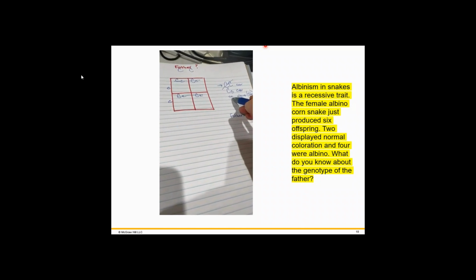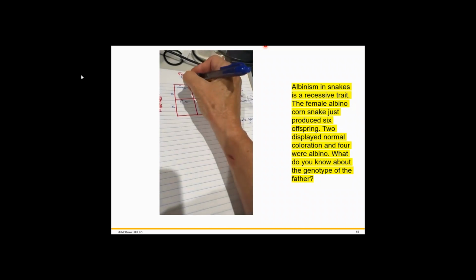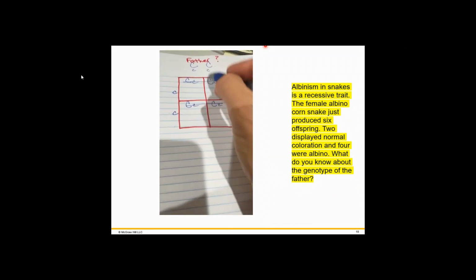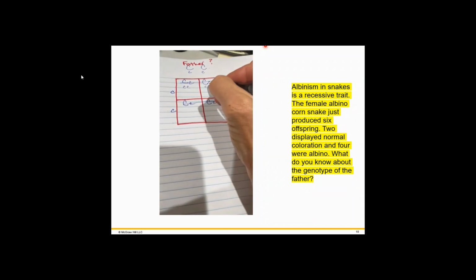Now, if we did say that he was completely albino and we put these little c's in here of no color, and we bring those across, what are we going to get? We're going to get 4 albino. And that's not going to work because some of the offspring did have color. So it can't be that he's an albino.